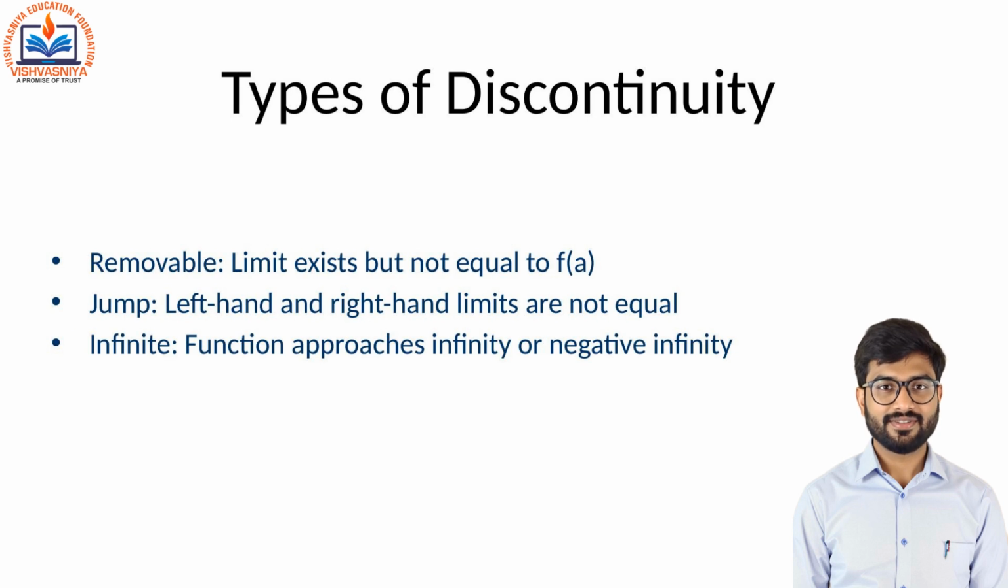Types of discontinuity. There are three main types. 1. Removable discontinuity: limit exists but is not equal to the function value. 2. Jump discontinuity: left-hand limit and right-hand limit are not equal. 3. Infinite discontinuity: the function goes to infinity or negative infinity.